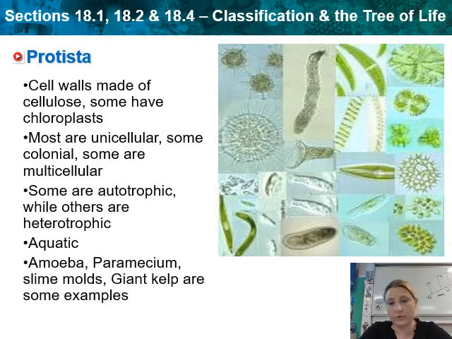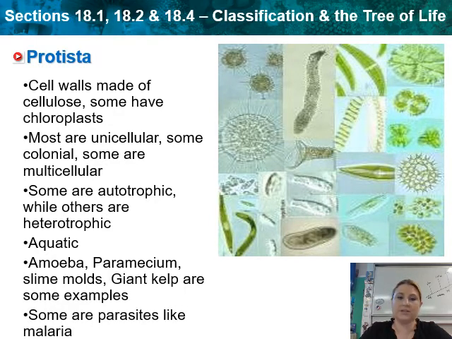So some make their own food. So the ones that have chloroplasts make their own food, while others do need to ingest things and eat them. Most of them live in the water. They're aquatic. Some examples are amoeba, paramecium, slime molds, giant kelp. And then some are also parasites like malaria.